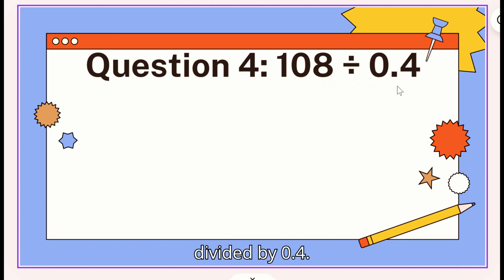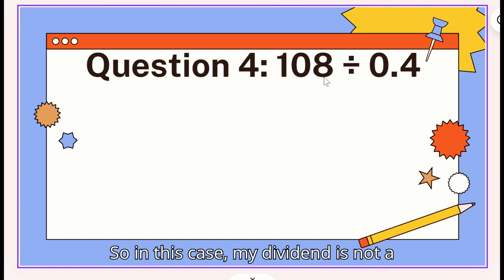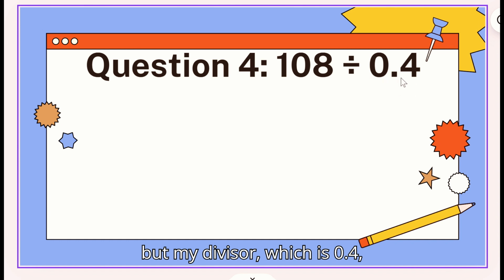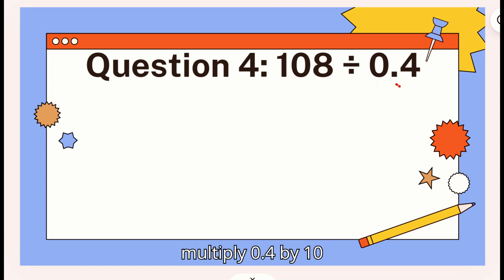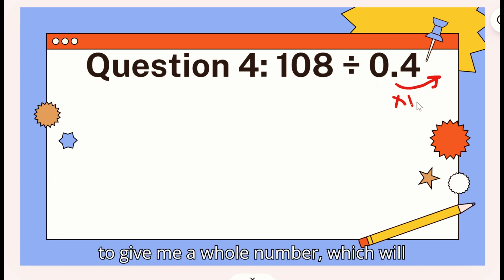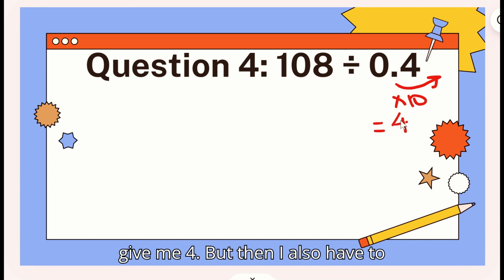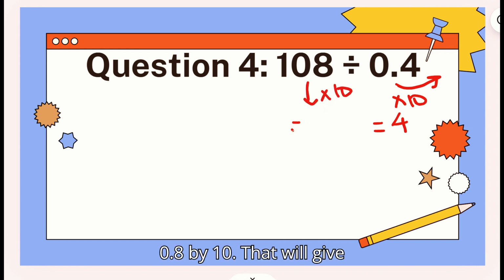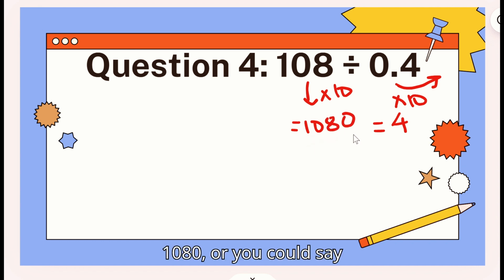My next question is 108 divided by 0.4. So in this case, my dividend is not a decimal, it is a whole number, but my divisor, which is 0.4, is a decimal. So I need to multiply 0.4 by 10 to give me a whole number, which will give me 4. But then I also have to do that with 108. I have to multiply it by 10. That will give me 1080.